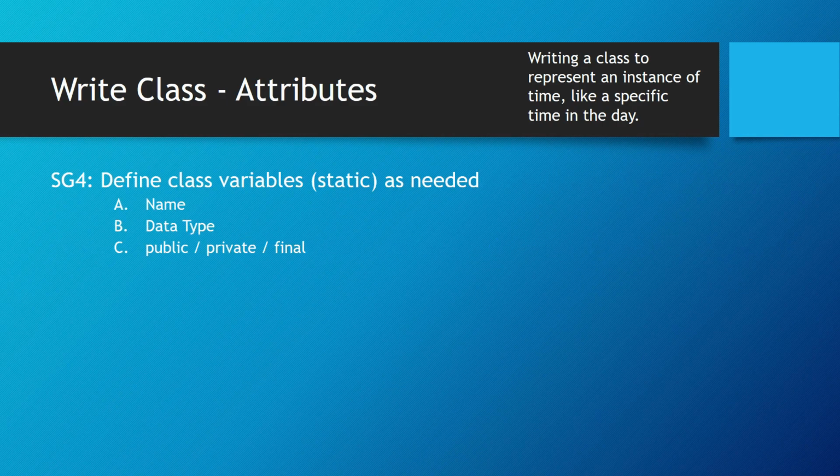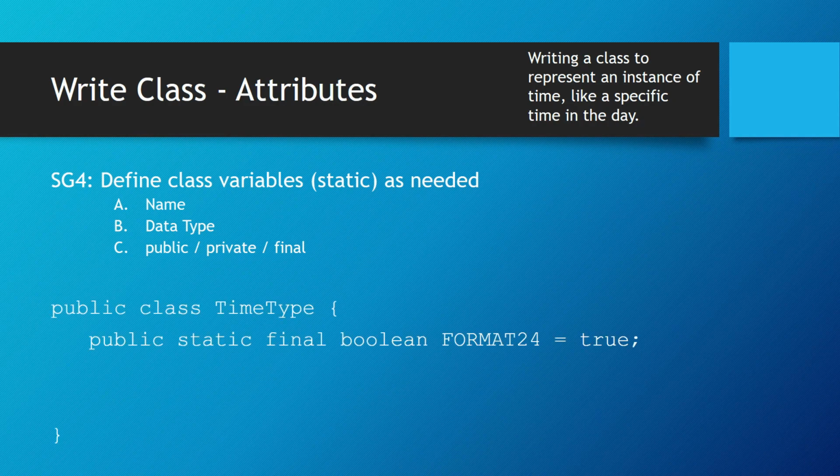For subgoal 4, we define the class variables as needed. When defining the variable, we need a name, a data type, and to determine if they are public, private, or final. For this example, we want the format, which we will call format24, indicating that all times will be in a 24-hour format, to be class level, so it is static. We want it to be a constant, so we declare it as final, and it will be a Boolean, which is true or false, and in this case, true. Notice that because we declared this as final, it can also be public.